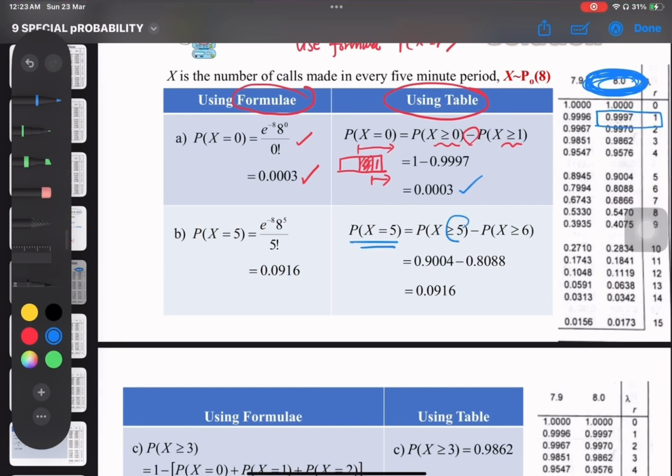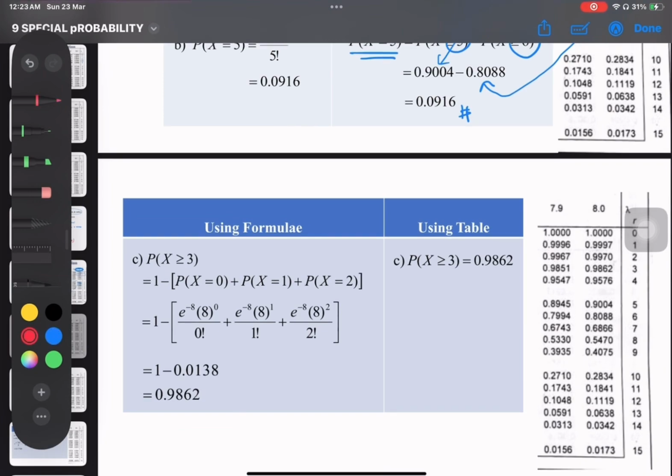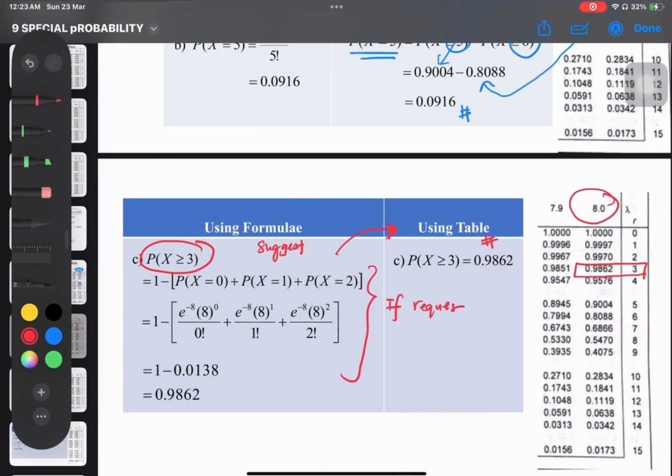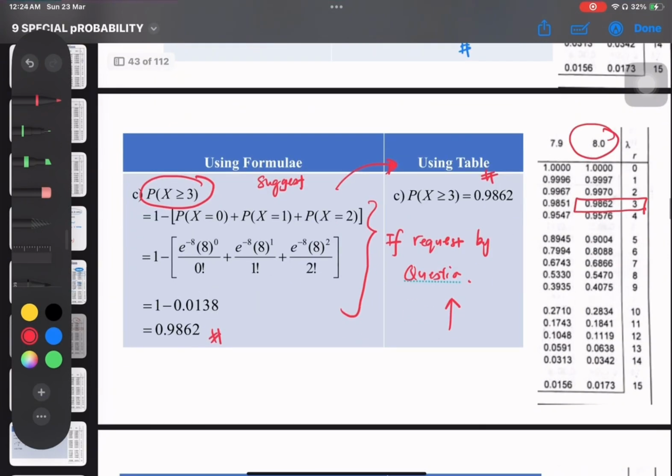As you can see here, it is the same as the question on E. You just use the table and you can calculate and get the answer for it. For question C, which is probability X greater or equal to 3, you can use a formula and you can also use the table. But using the formula will require 2 to 3 minutes, while using the table you could get it in only 5 seconds because you just look at it.